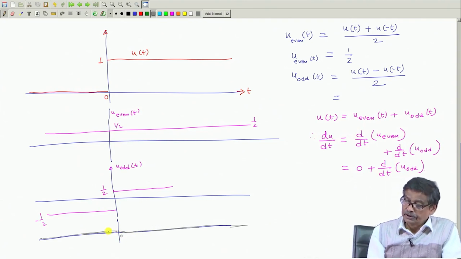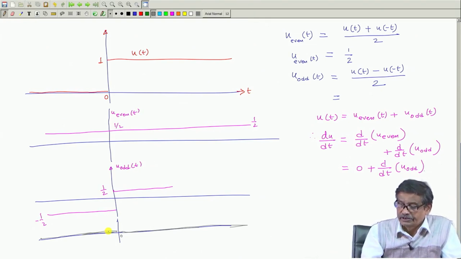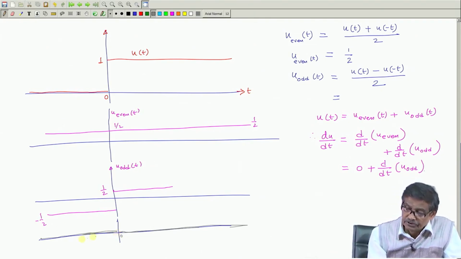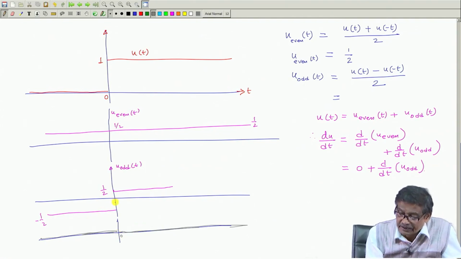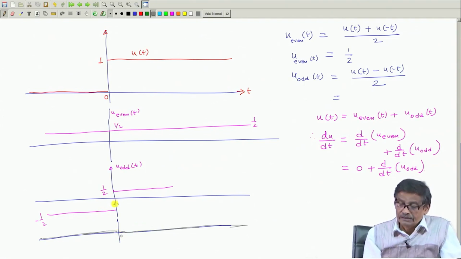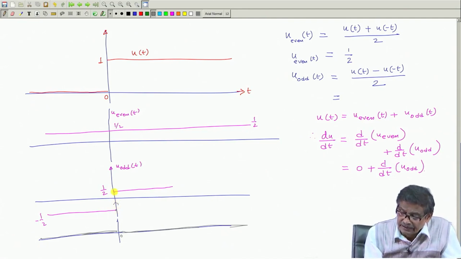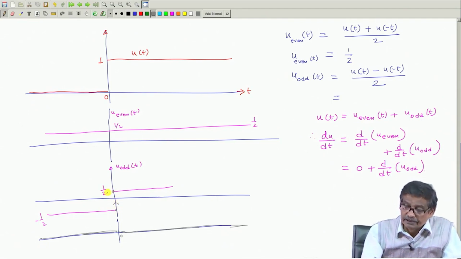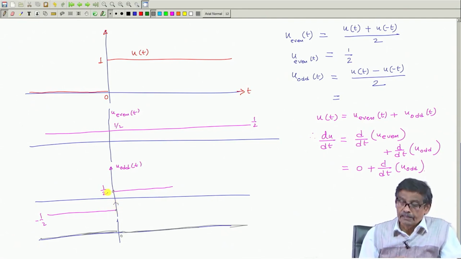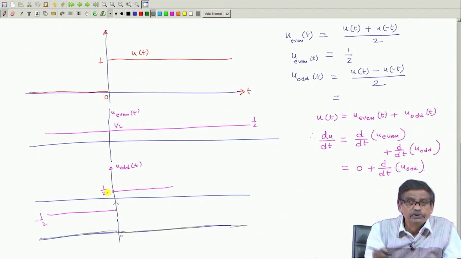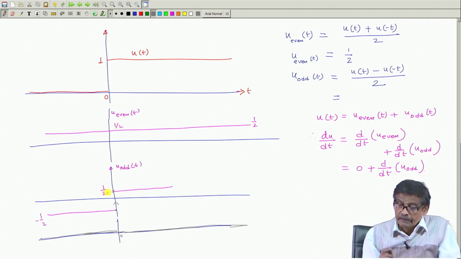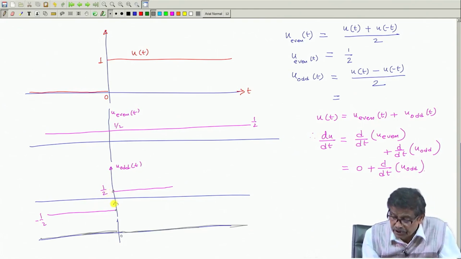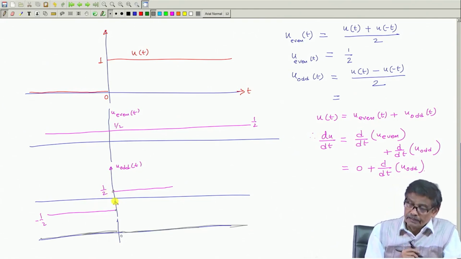At least about these two regions I am sure, it is simple: d/dt of half is 0, and d/dt of minus half is also 0. The problem is here: there is a discontinuity, from minus half it is jumping to plus half. For this part the contribution will be 0 all along. Now, the question is what should I do with this one?